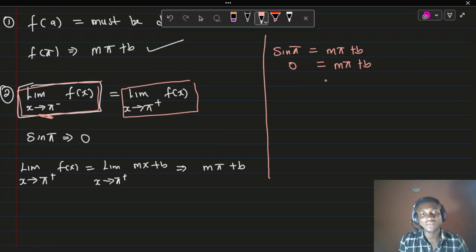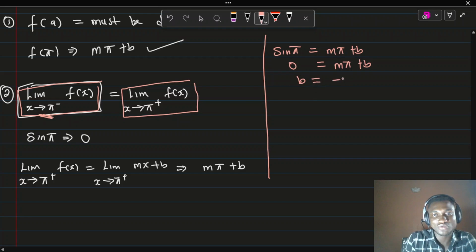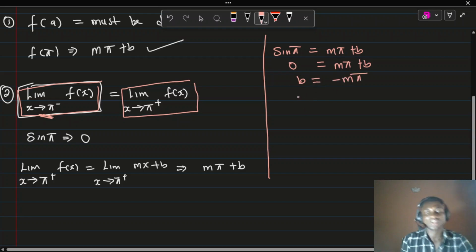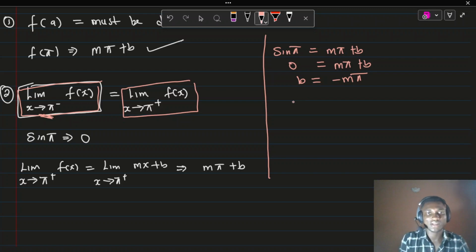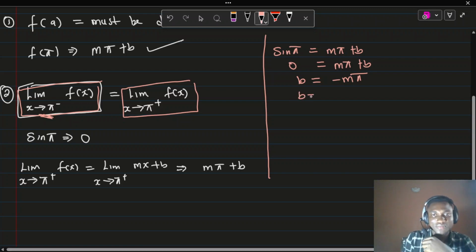We have to find the value of m and b. So from here we can say our b is equal to minus pi. Whatever value this is, for example, let's say m is equal to 1. Then my b will be minus pi.